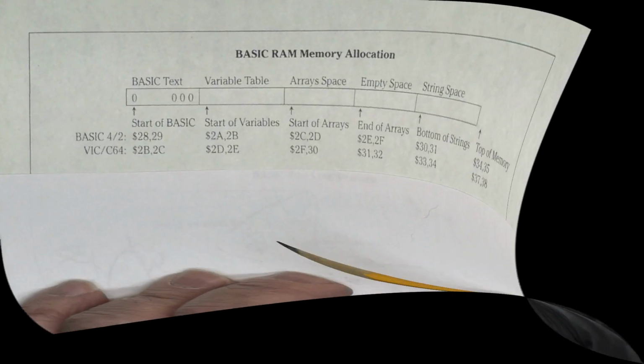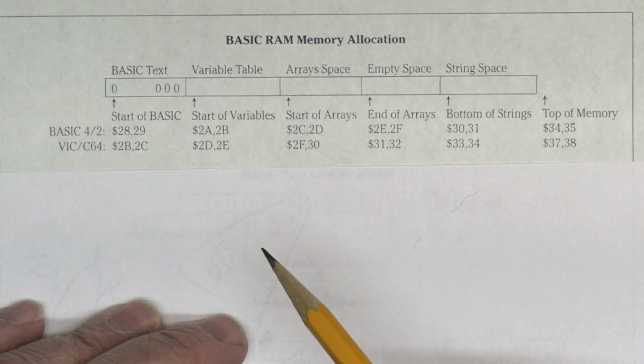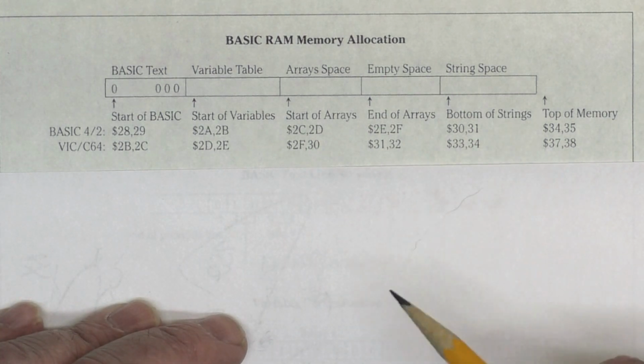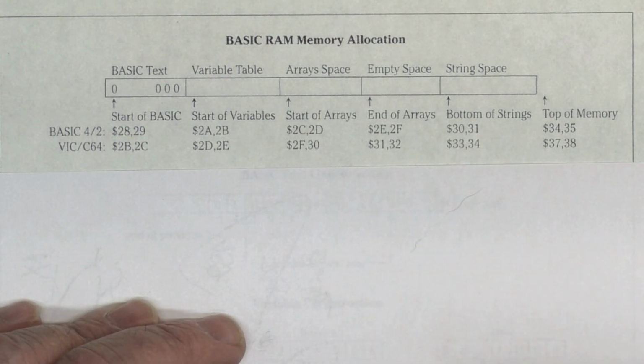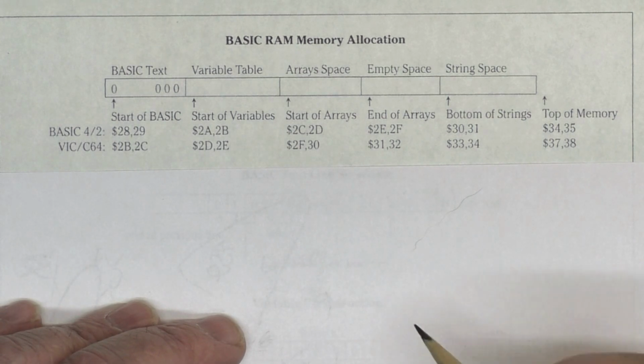Before jumping on the computer and diving into the code itself, let's go to the bench and review how a BASIC program is laid out in the Commodore 64's memory. Let's get started. What I have here is a page from an article in the Transactor magazine, Volume 5, Issue 2, and I'll put a link to where you can find this down below.